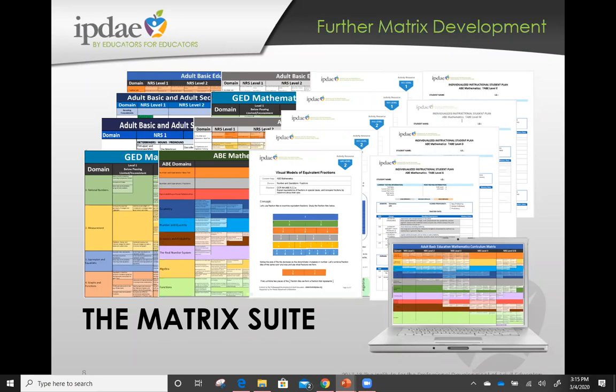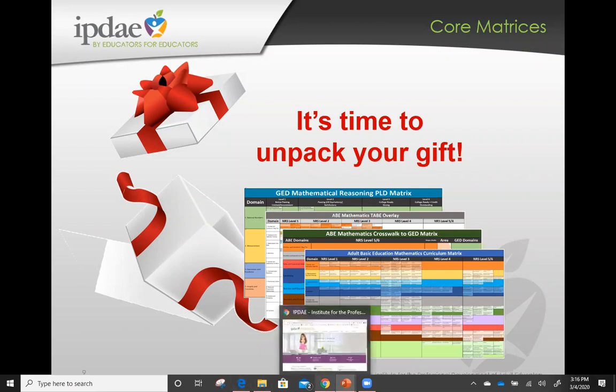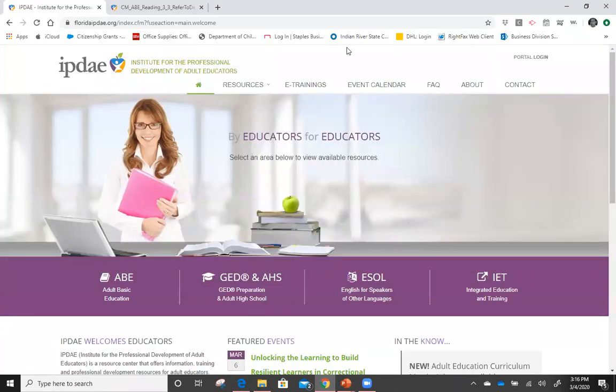So what we're going to do is piece it all out. All of these matrices, these resources, are contained already in the IPDAE website. So that's what I'm going to go over as we go along with this webinar, and how you can download these individual ones. The first one I'm going to show you is how you can download the core matrices, okay? So let's go, and I'm going to switch off of the slide and go to my browser, and you can use any browser.